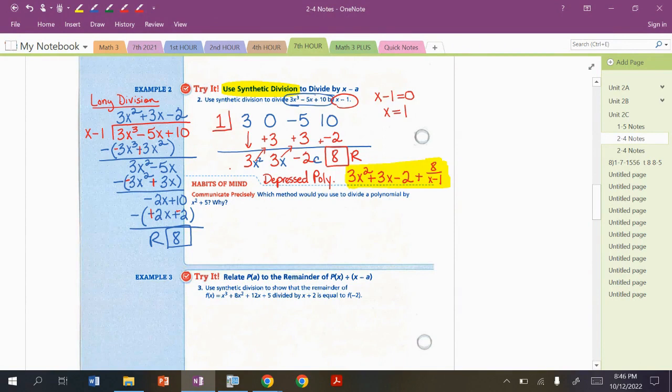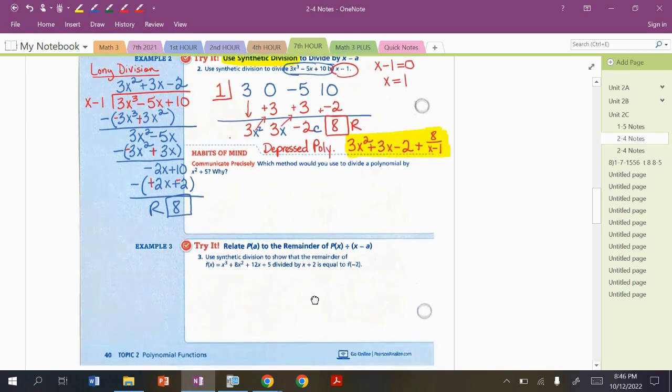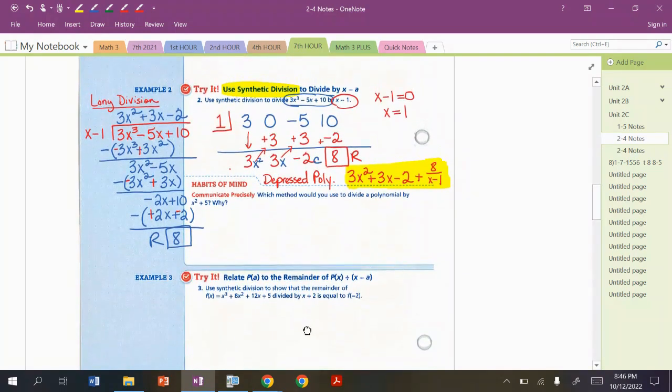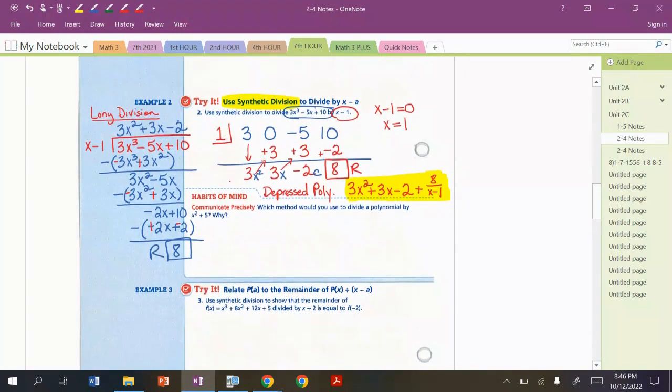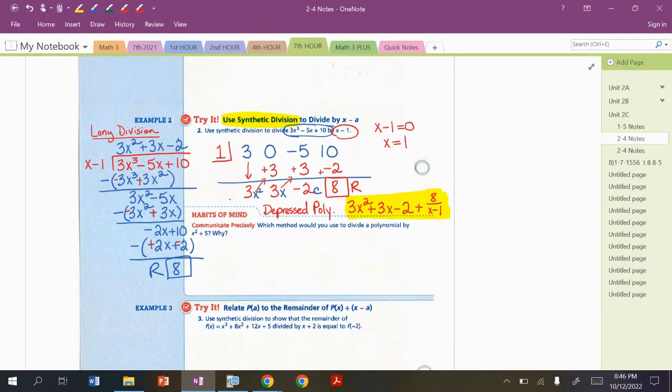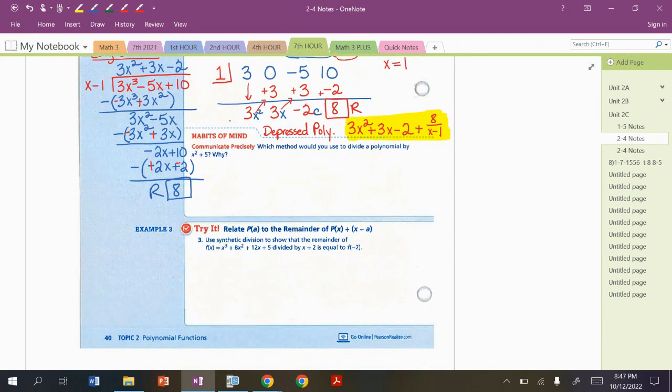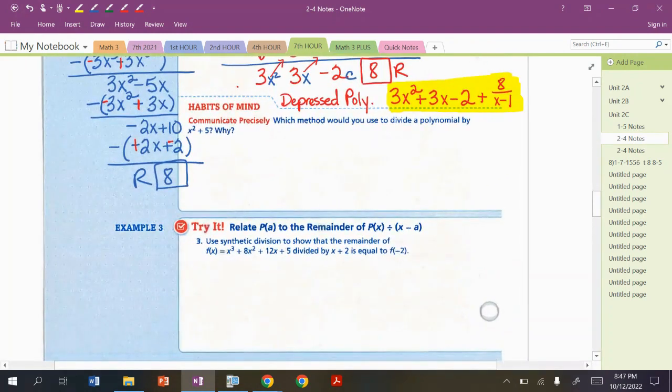Hi class, I am doing this video for so many students that missed class on that Wednesday for the practice SAT. So I'm going to finish the notes for section 2.4. The last example that we looked at was synthetic division. And again, if you have any questions on how we did this, make sure you ask me during class, or come into Compass, and so forth, okay? So we're going to continue with our examples.